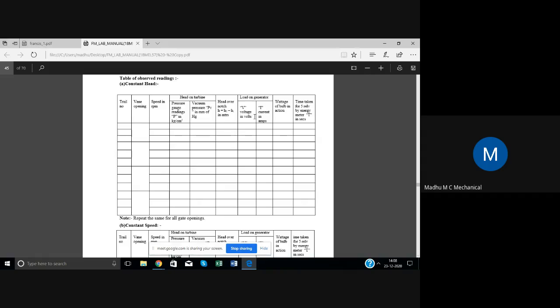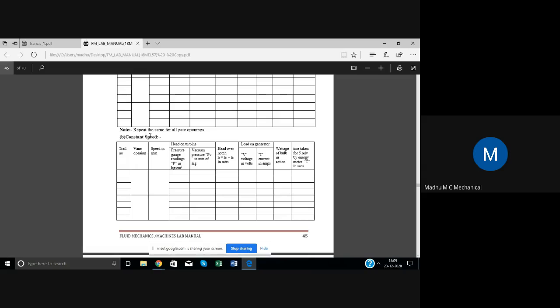Note down voltage and current. There, only in the control panel you can note it down. Then wattage. What is wattage? Power. Power is equal to voltage into current, V into I. Then the time taken for 5 revolutions of the energy meter, capital T, so many seconds. So make the valve opening quarter, write down all the values. Make the opening half, note down all the values. We'll do 2 sets of readings.